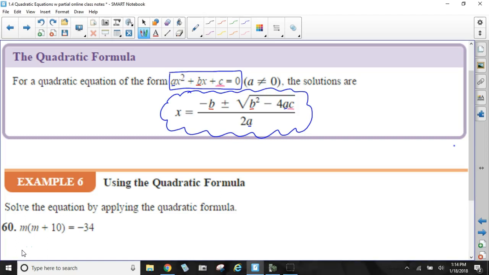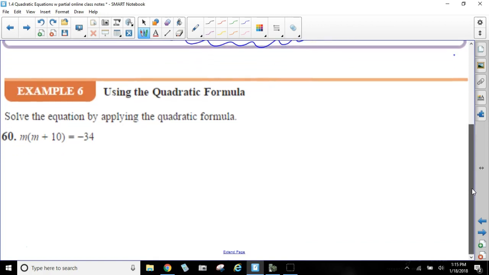So, as stated, since we derived the quadratic formula the two different ways, you are now welcome to use that quadratic formula. And we will see some examples on how to do this. On example number 6, it says solve the equation by applying the quadratic formula.